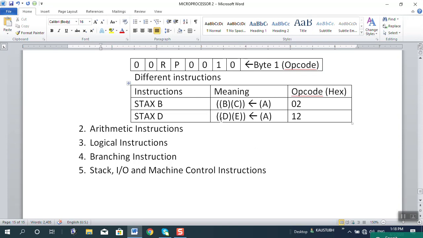So in my next lecture, I'll go through the arithmetic instructions, followed by logical instructions. Thank you very much.